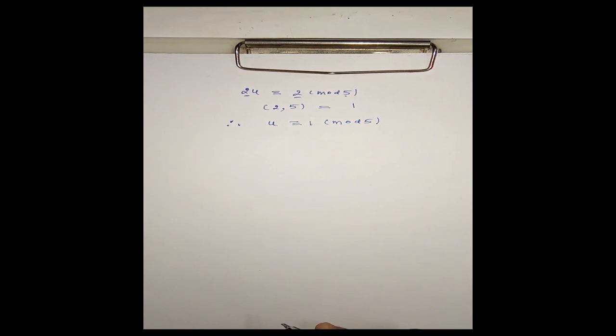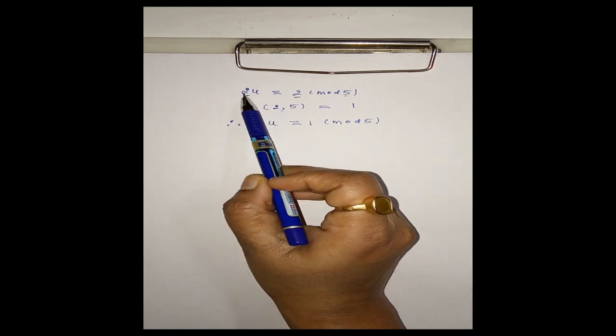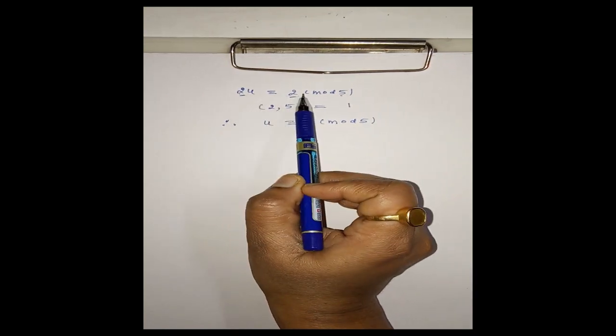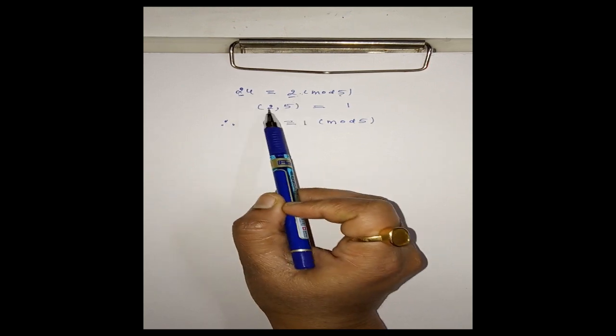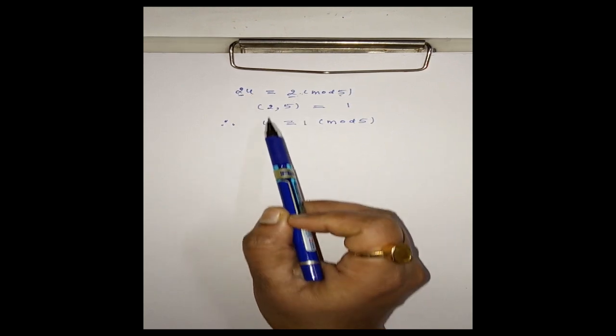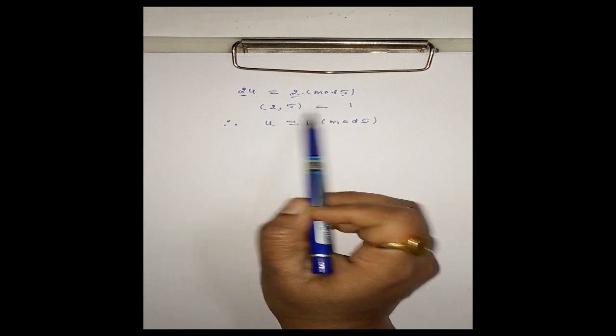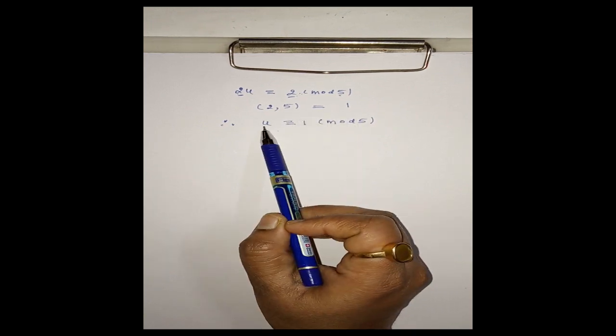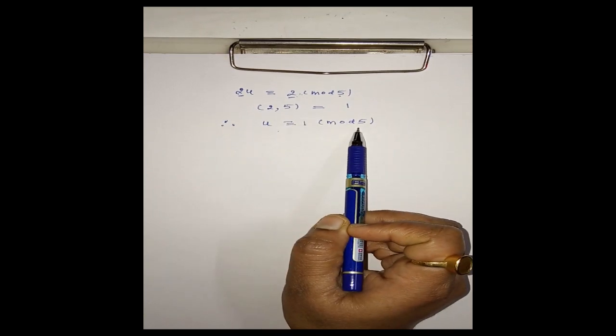Since we have a result: AC is congruent to BC modulo n can be written as A is congruent to B modulo n if GCD of C and n is 1. Now 2 is here, this is 2 into 1. From here we can reach here if GCD of 2 and 5 is 1, which is clearly 1. Therefore, u is congruent to 1 modulo 5 here.